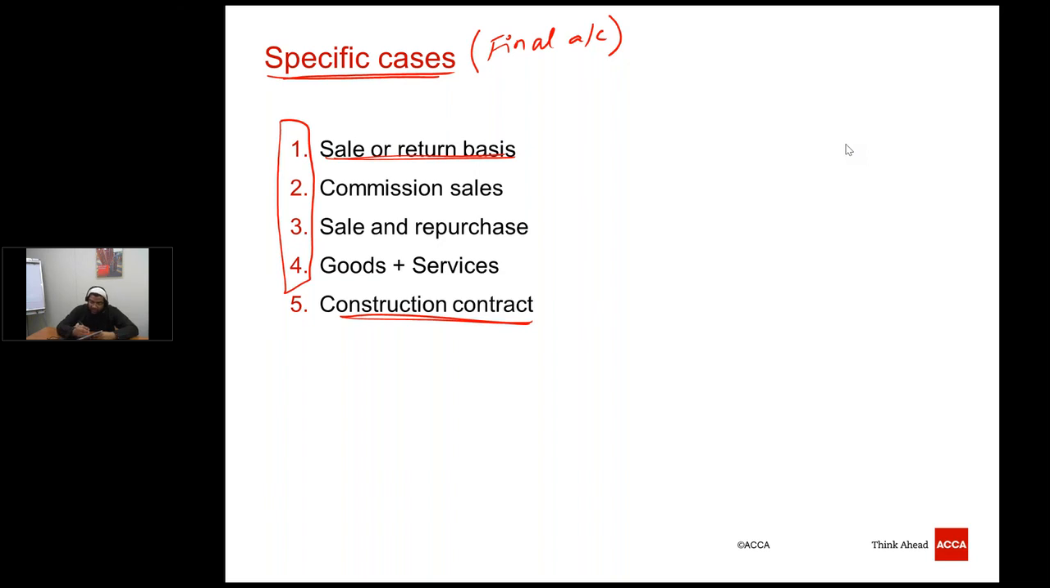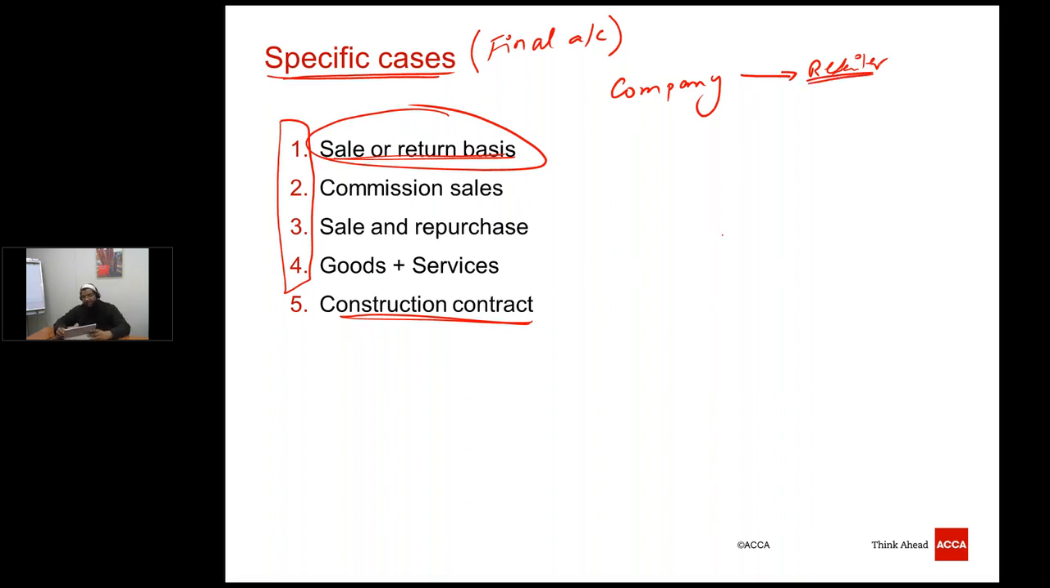Okay, now let's start with sale or return basis. What is sale or return basis? For example, the company goes to a retailer and asks the retailer to purchase the goods from the company. For example, I am the company and you are the retailer. Now I come to you and say that this is a brand new pen, from a new company which is going to be a super hit in the market. Keep this pen with you and people will come and buy from you.